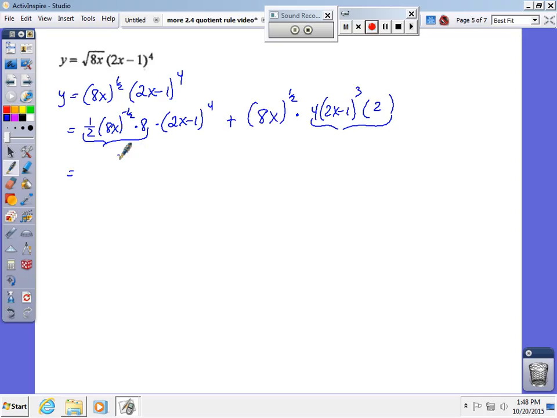Okay, so let's simplify this. This is going to be a 4 times 8x to the negative 1/2 times 2x minus 1 to the fourth plus 2 times a 4 is going to be another 8 times 8x to the 1/2 times 2x minus 1 cubed. All right, and the greatest common factor between 4 and 8 is a 4.